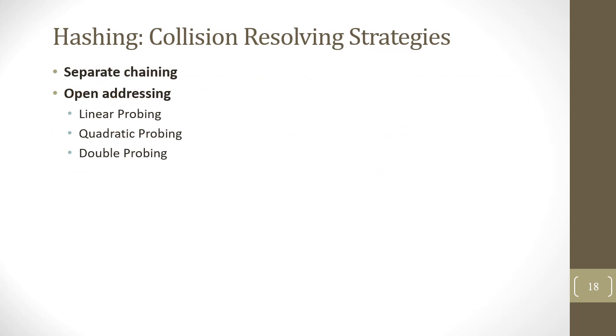When a collision occurs, we need to find the location to put one of the records. The two approaches to resolve collisions are separate chaining and open addressing. The three methods that can be used for the open addressing approach are linear probing, quadratic probing, and double probing.